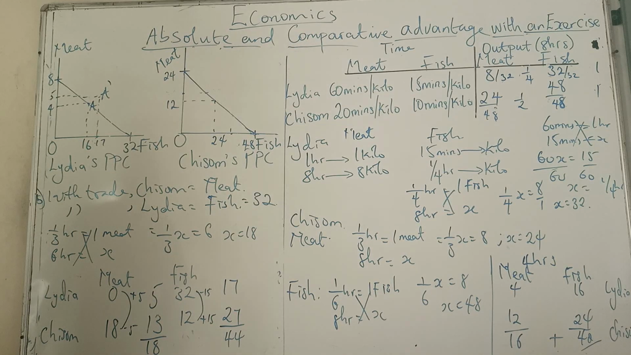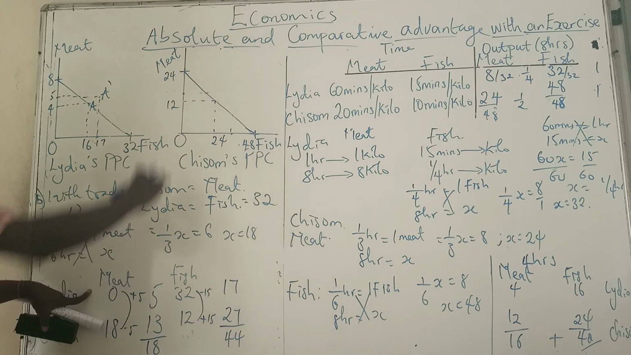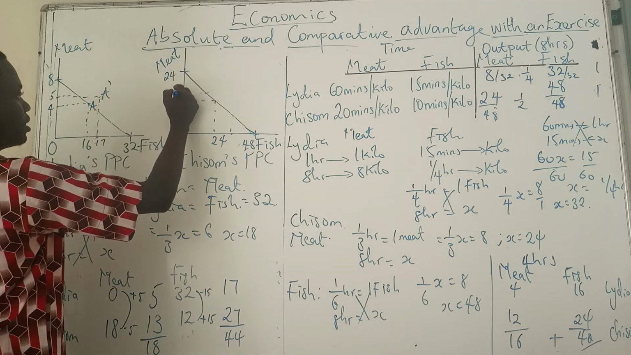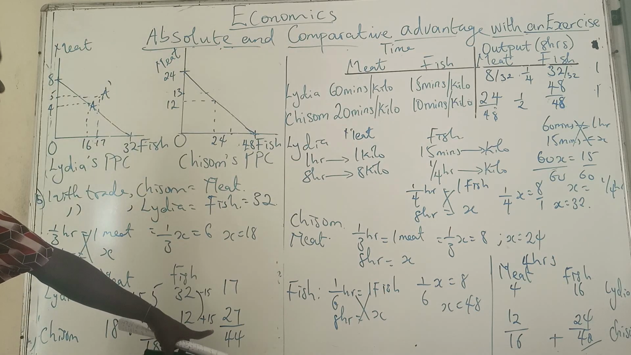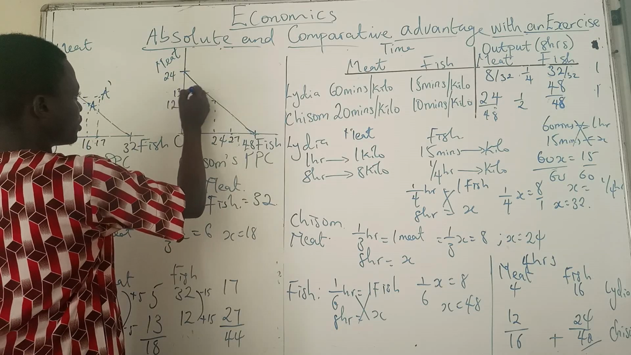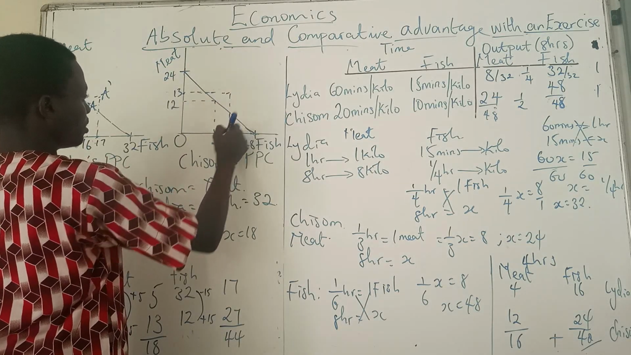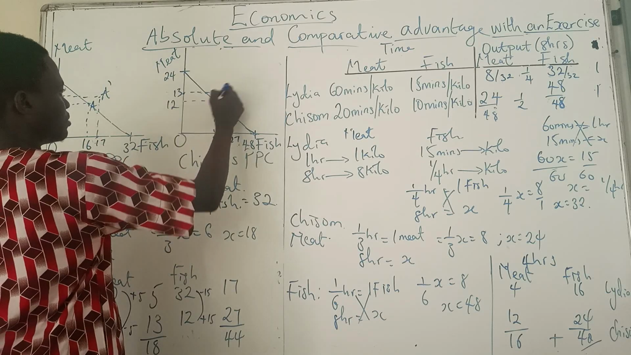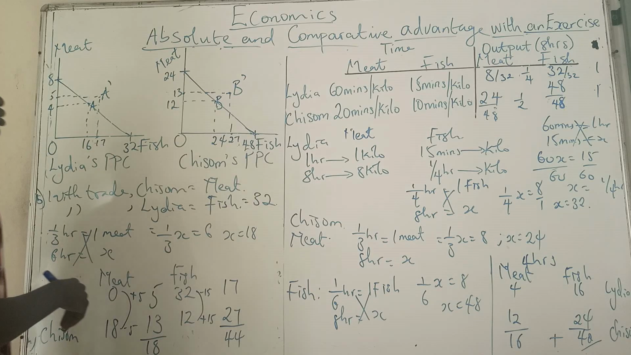How about Chisom? So Chisom here is 13. So for meat, this is the meat axis. So we have 13 now. Let me say 13 is here. And then we have 27 kilo of fish now. So let's just put 27 here as well. Then we trace the two point out. So we can see that this is outside the initial PPC or PPF. So this was B earlier, then this is B prime now. So trade is making the two of them better off.